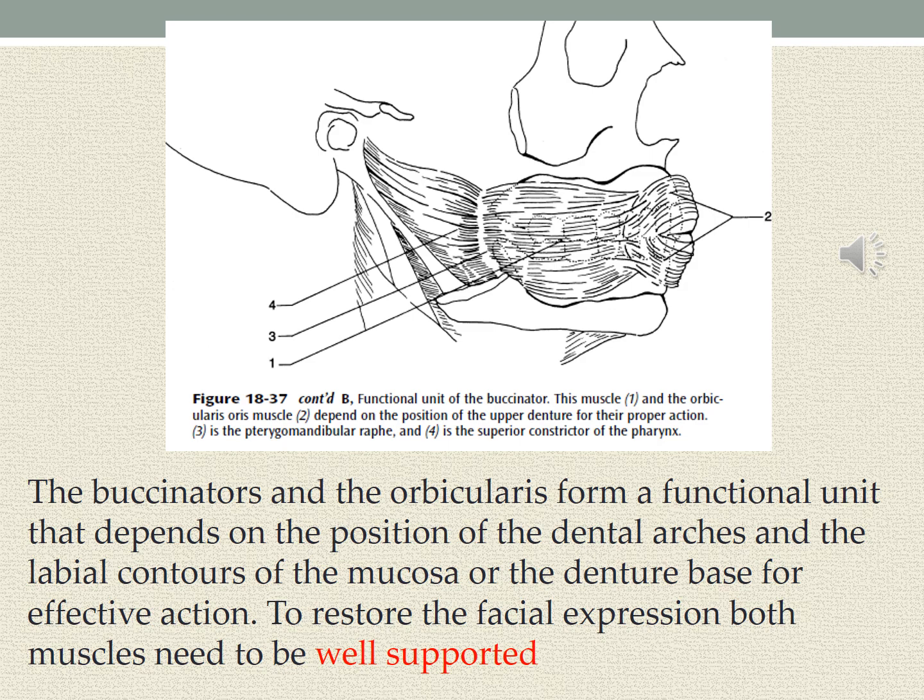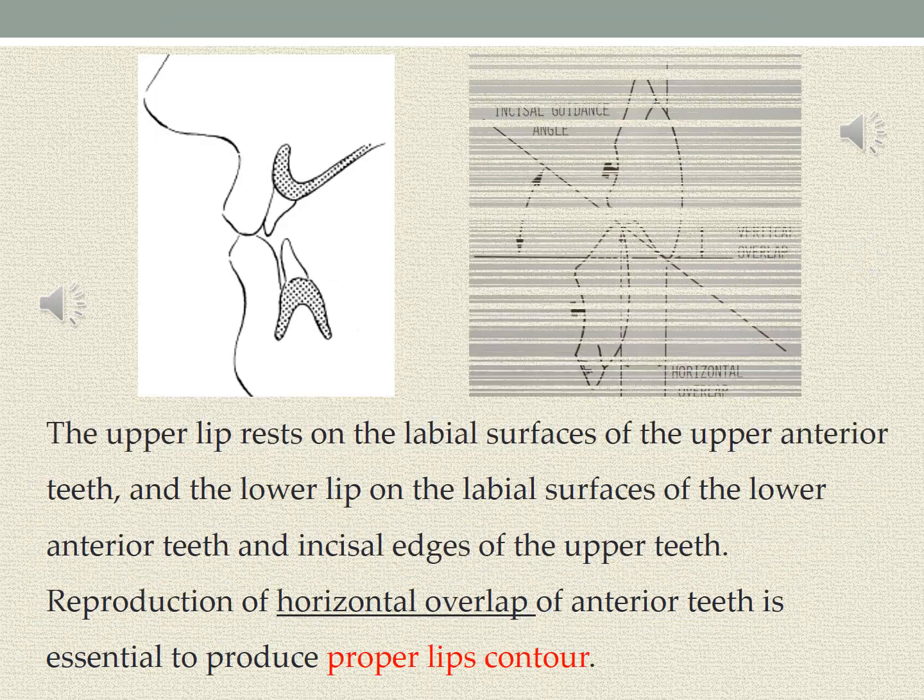Now, as you know, the cheeks and lips are made up from muscles. The buccinators make the cheeks and the orbicularis oris makes the lip. Both of these muscles form a functional unit that depends on the position of the dental arches and the labial contours of the mucosa or the denture base for effective action. So to restore the facial expression, both muscles, the orbicularis oris and the buccinators, need to be well supported by the flange of the denture.